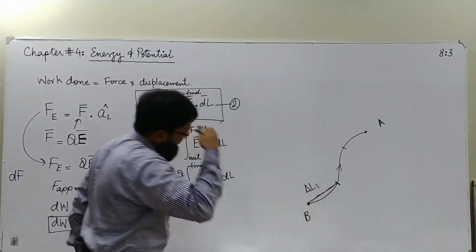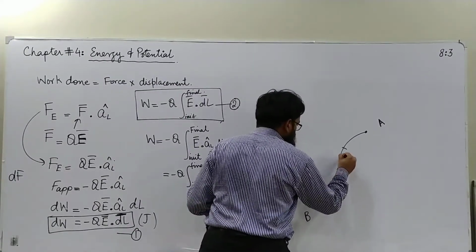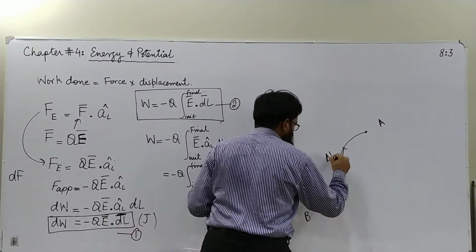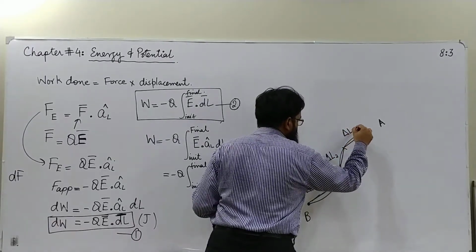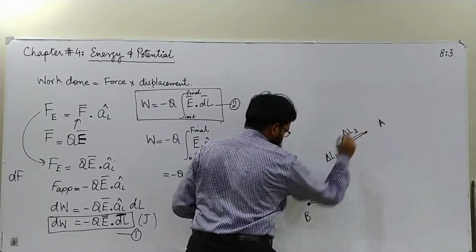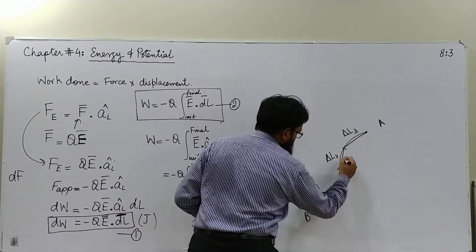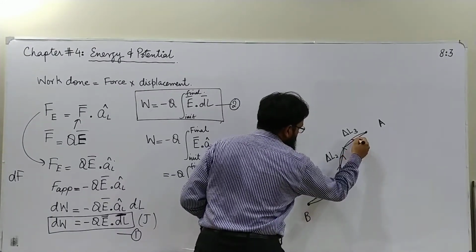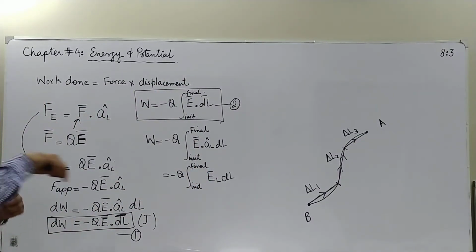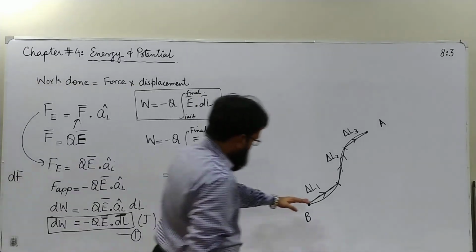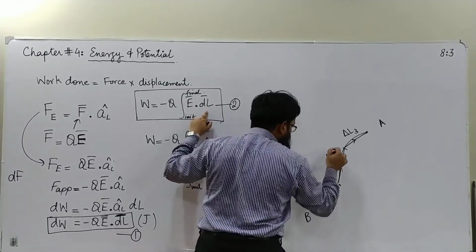Let me call it delta L1, this is delta L2, so this is delta L3. I can see that, and this is the direction in which I have moved the charge. Okay, this is the direction in which I have moved the charge. So I cannot take differential length right now. I am taking incremental lengths here.